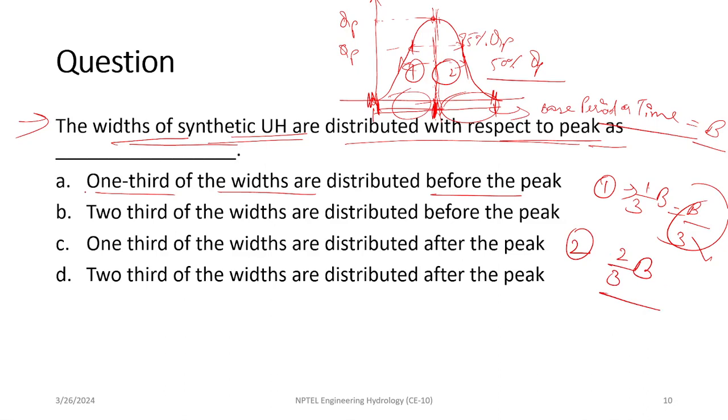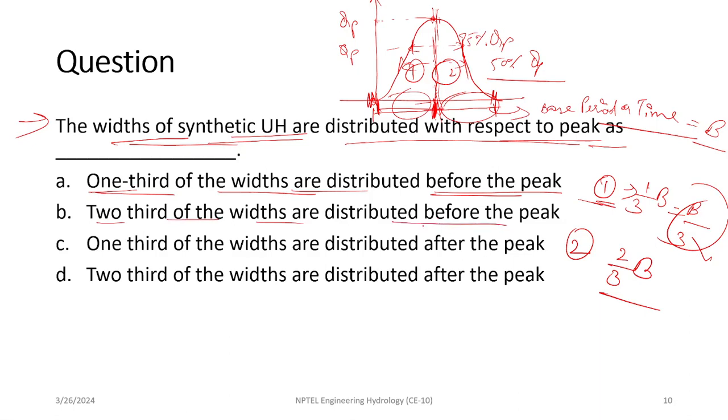So the questions are based on that only. 1/3 of the width are distributed before the peak. So first one, if you are selecting it as before the peak, it will be B/3. It is saying like that. Then 2/3 of the width are distributed after the peak.